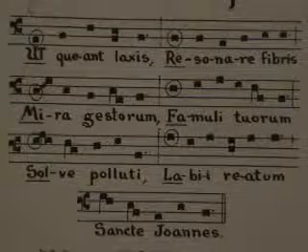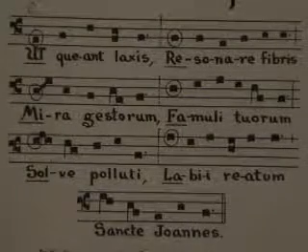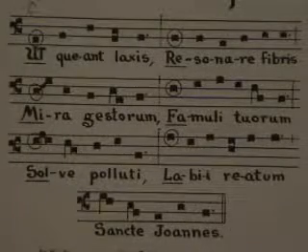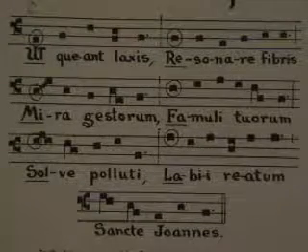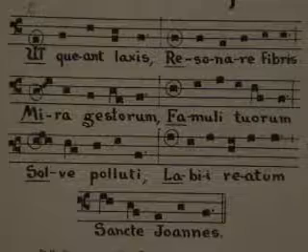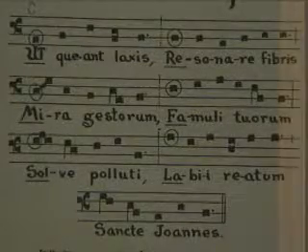And put the two words together. Nud, re, at, sees, re, sol, la, re, fi, bris. Okay, the next phrase.